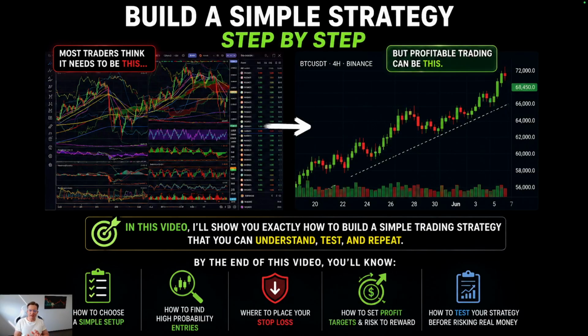Now, one of the biggest mistakes new traders make is believing that profitable trading requires a complicated strategy with 10 indicators and dozens of rules. In reality, most traders don't fail because their strategy is so simple. They fail because they don't actually have a strategy at all. They enter trades based on emotions, social media posts, and whatever looks good in the moment.